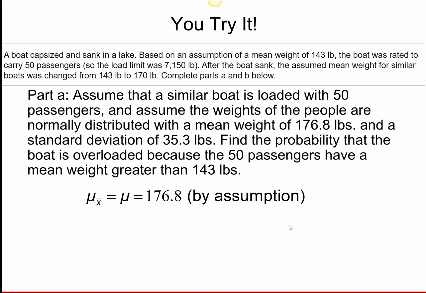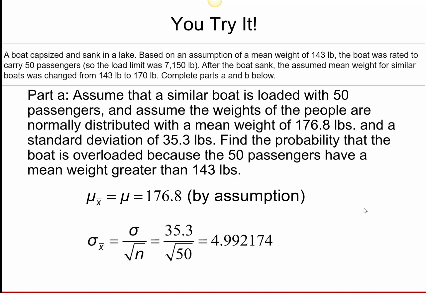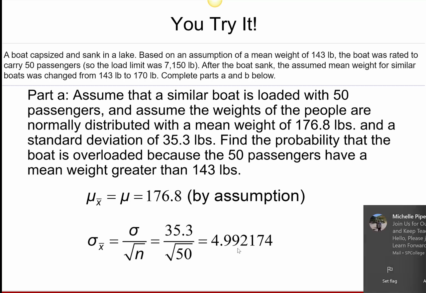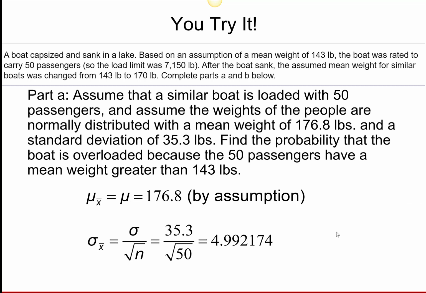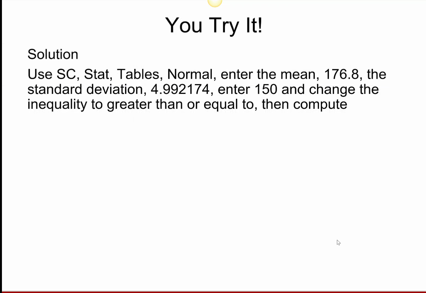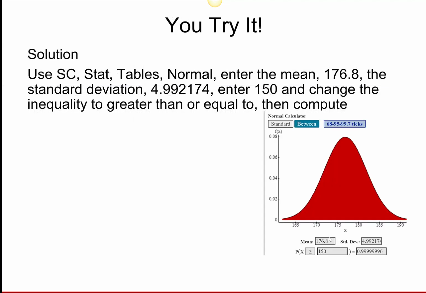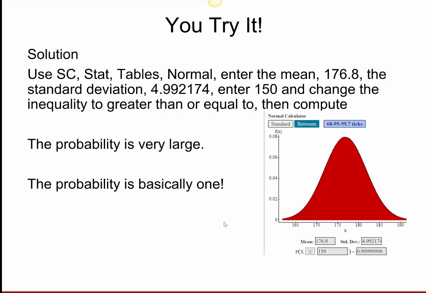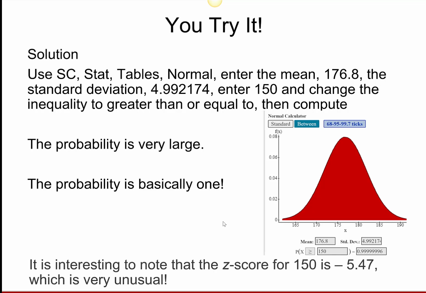So we're going to assume that the population mean is 176.8, and since we're doing a sample here, we're going to take 35.3 and divide by the square root of 50, and we get the standard error of the mean to be about 4.99. We're going to use StatCrunch, and we want to know the probability that the mean weight is greater than 150. And we notice here again, the probability is very large, basically 1. So we're pretty sure that this boat's going to be overloaded. And the z-score for this particular value of 150 is negative 5.47. Very, very unusual.